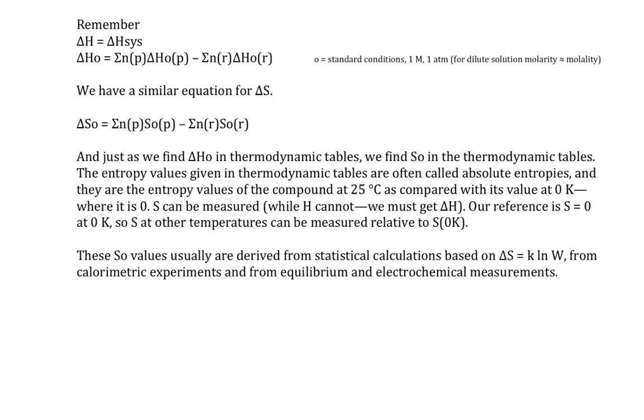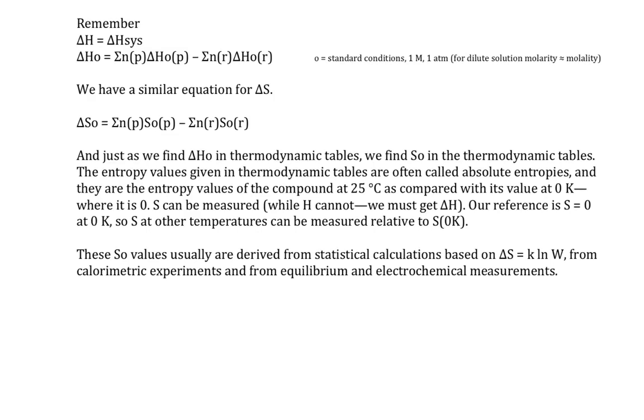Okay, and just as we find delta H naught in thermodynamic tables, we find S naught in thermodynamic tables. Sometimes you will see that S naught written as delta S naught, other times just S naught, and it really is a delta S naught because they are relative to the absolute entropy, the entropy at 0 K, which is 0 for every solid. Okay, where do these S naught or delta S naught values come from? They're usually from statistical calculations.